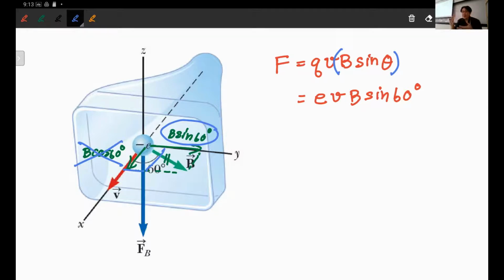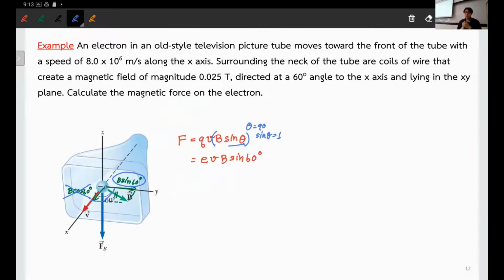And if the B is already perpendicular to the V, this automatically goes to 1 when theta equals 90. Sine theta is 1. So you don't need to do anything. It's already perfect. It's already 90 degrees. Or on the other hand, if they are parallel or anti-parallel, it's useless. It gives you no force. Okay? Because all you need is the perpendicular components. All right, you throw away the parallel components. You don't care. Okay, very good. So that gives you the whole picture of why we need the sine theta for your calculation.